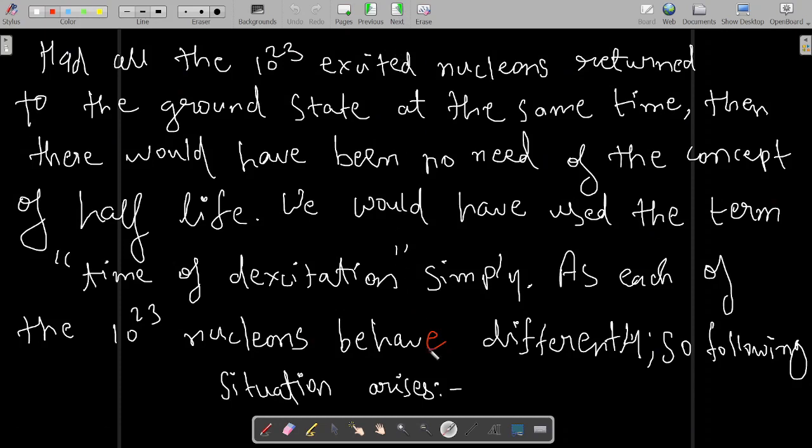So it is not happening like that. It is not happening simultaneously. As each of the 10 to the power 23 nucleons behaves differently after being excited to the excited state, the following situation arises. The concept of time of de-excitation is simply useless.